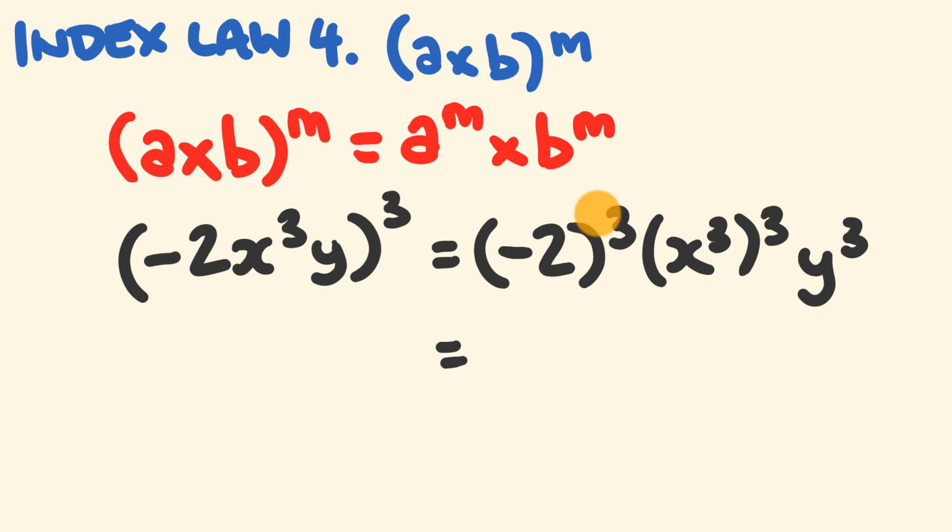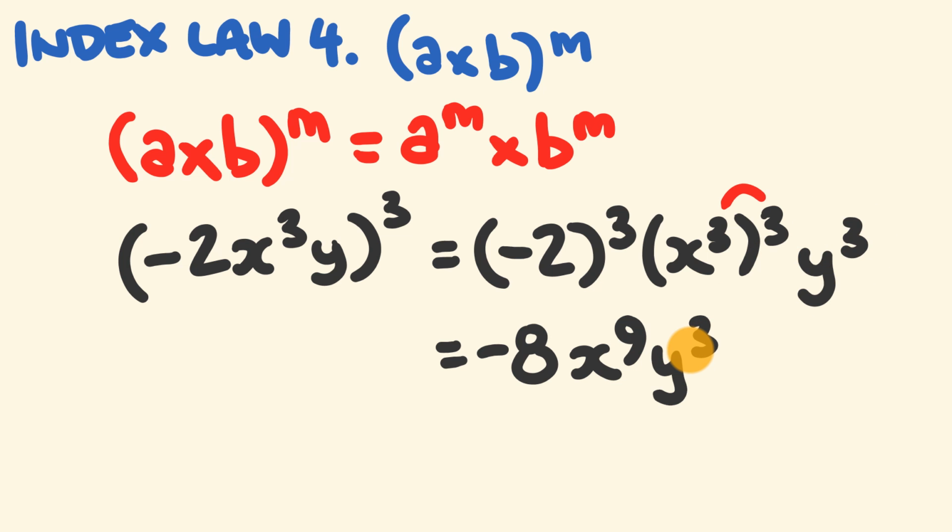So negative 2 to the power of 3. That's negative 2 multiplied by negative 2 multiplied by negative 2. That's going to give us negative 8. Now what we have is x cubed, and that's all being raised to the power of 3. Now if you remember that other index law we used before, that was index law 3. We are going to multiply these. So that's going to give us x to the power of 9. 3 times 3 is 9. And finally we have y to the power of 3.